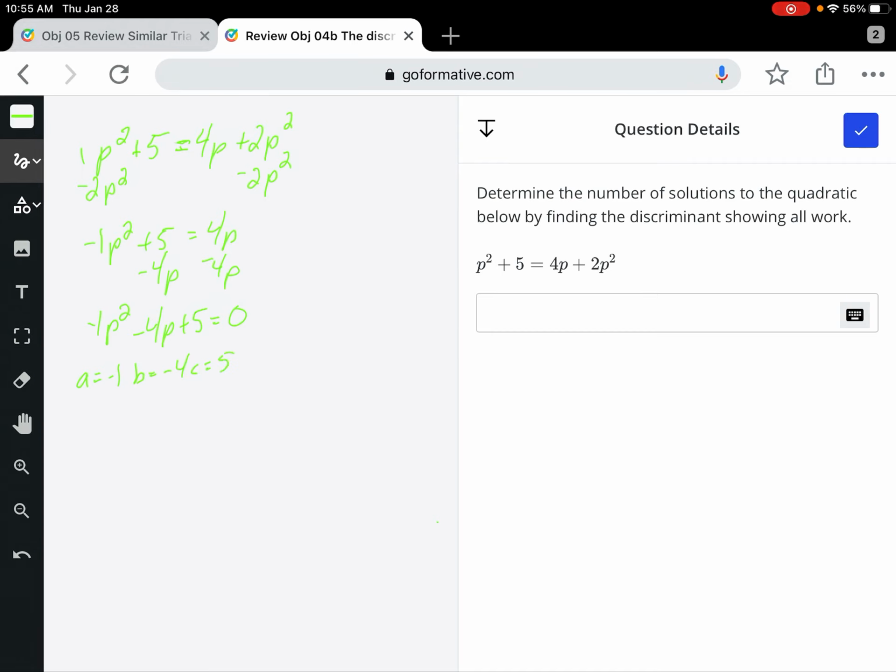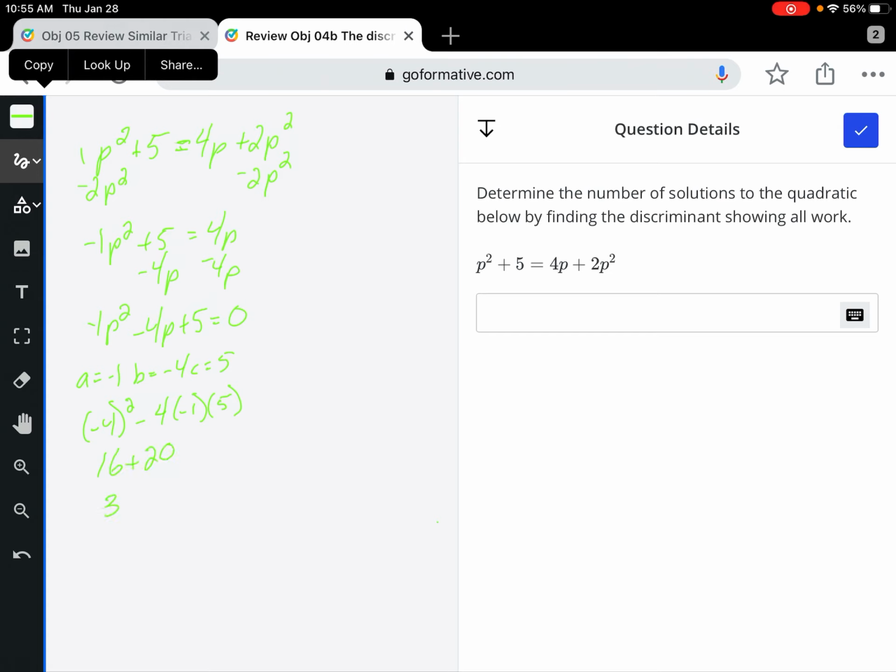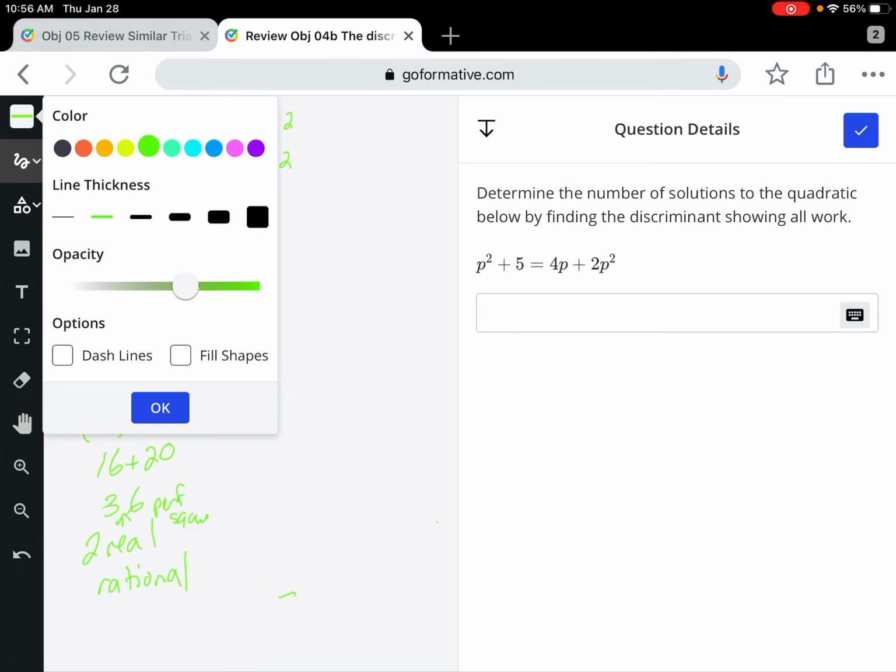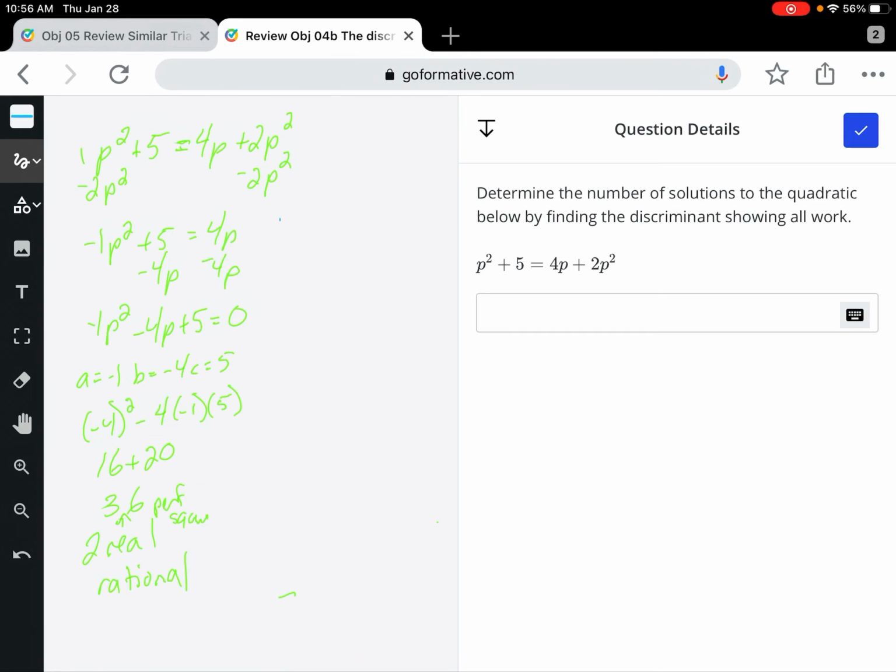A is equal to -1, b is equal to -4, c is equal to 5. b squared minus 4 times a times c. 16 plus 20 is 36. That's going to be 2 real solutions, and because it is a perfect square, I also know that they are going to be rational solutions. So if I graphed this, they would actually be points.